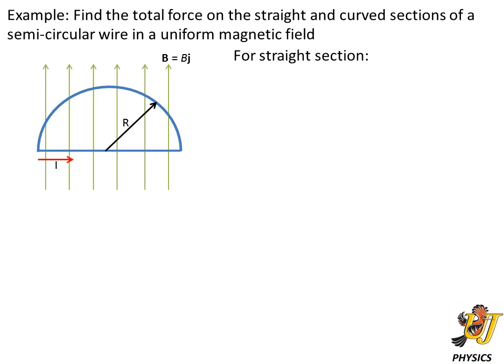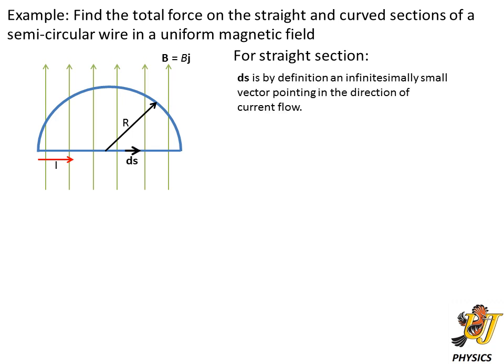We start by calculating the total force acting on the straight section. If we look at a tiny element of the straight section, here represented by the vector ds, where ds points in the direction of current flow, we can calculate the tiny amount of force on this section of the straight wire from our expression for the force that a straight conductor experiences in a uniform magnetic field.